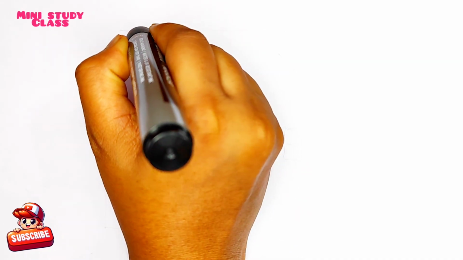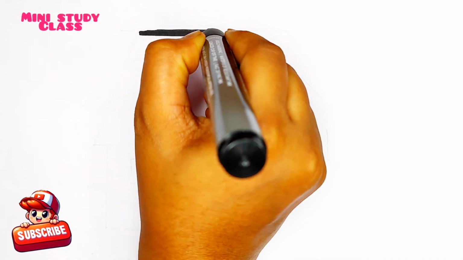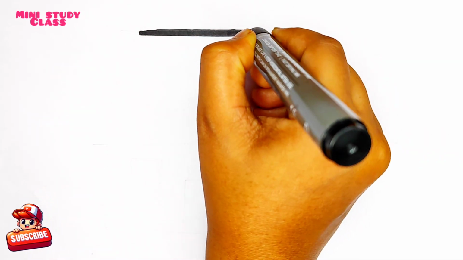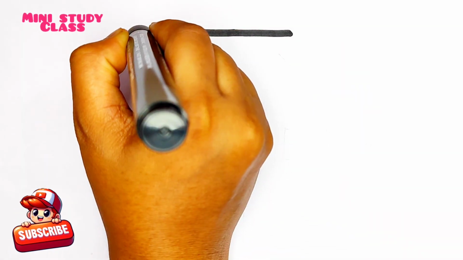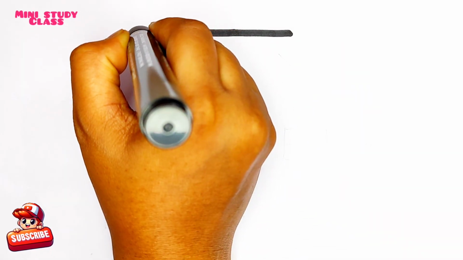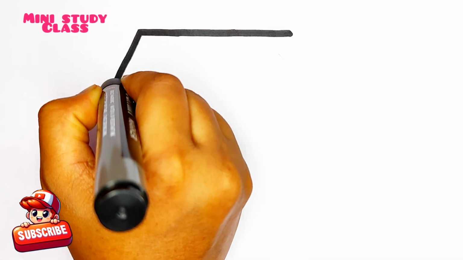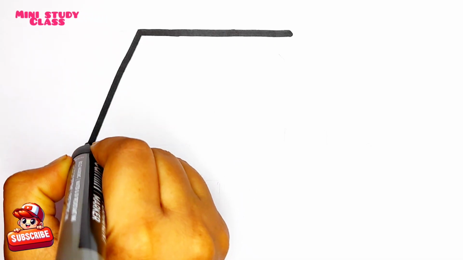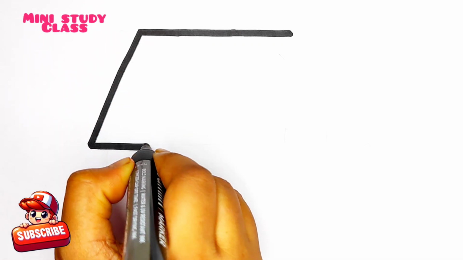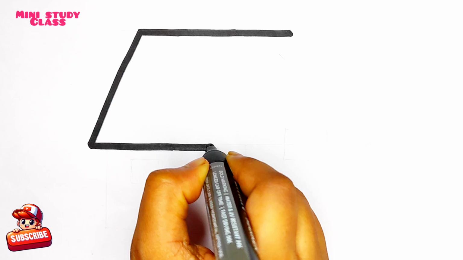At first, we took a black marker. Now, we start the drawing. First, we draw a straight line. Next, we draw a curve. Parallelly, we draw another straight line. And join this too.